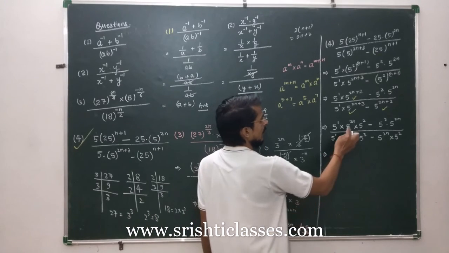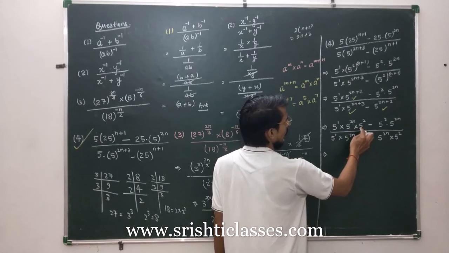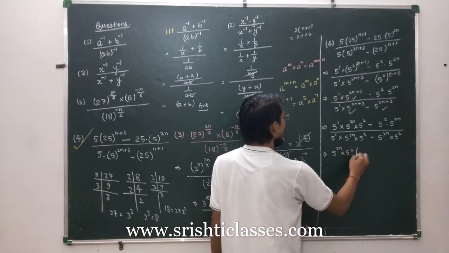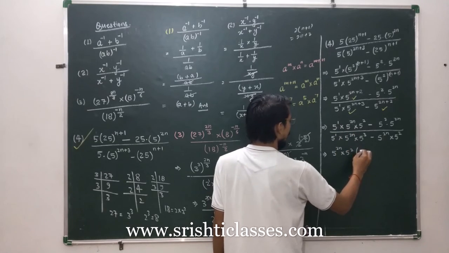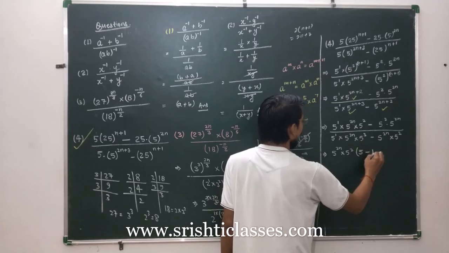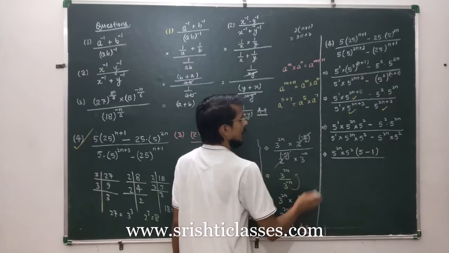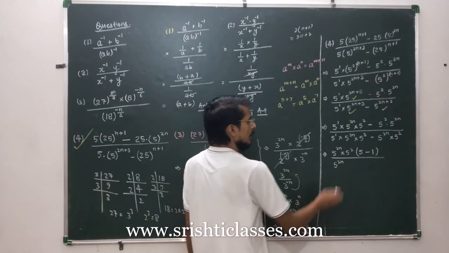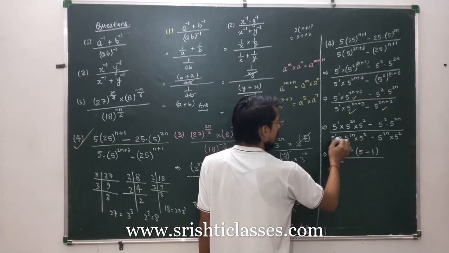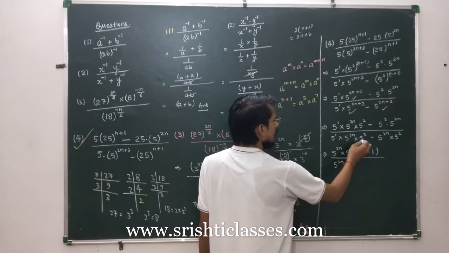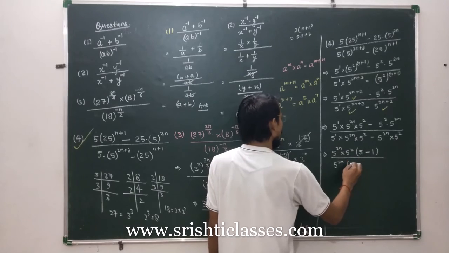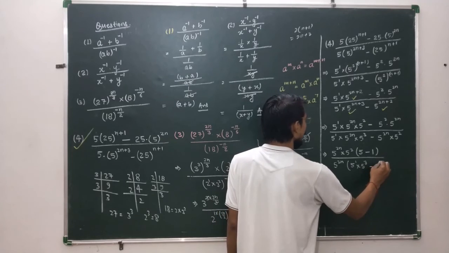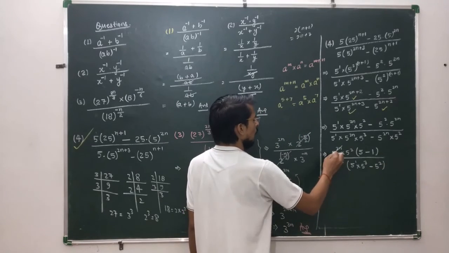In the numerator, you can take common 5 to the power 2n into 5 square. Here you will get 5 and here you will get 1, 5 minus 1. Now in denominator, you can take common 5 to the power 2n. And here you will get 5 to the power 1 into 5 to the power 3 minus 5 square. So this will cancel out.